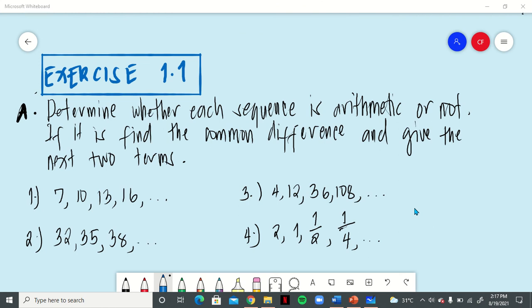Okay, so for exercise 1.1, determine whether each sequence is arithmetic or not. If it is, find the common difference and give the next two terms. Okay? So, submit your work na lang next meeting.